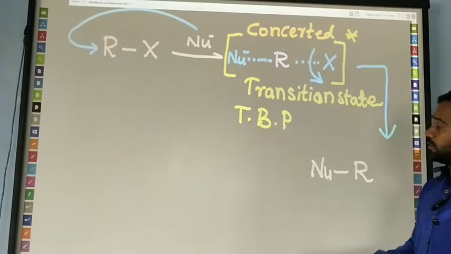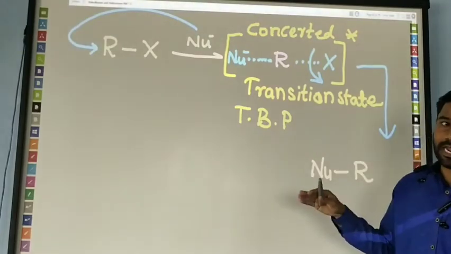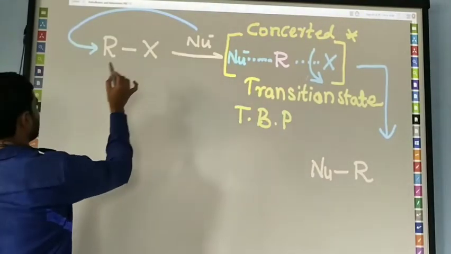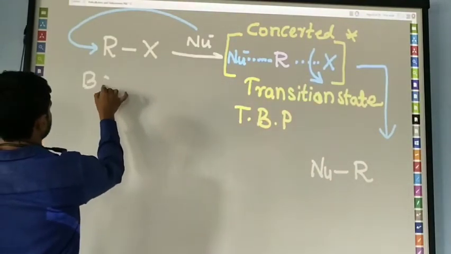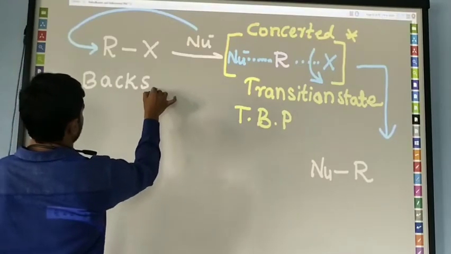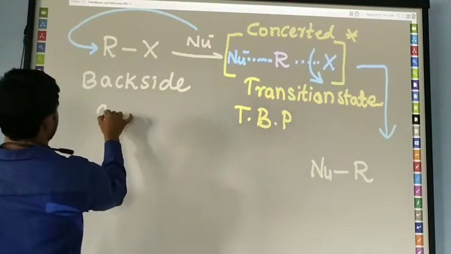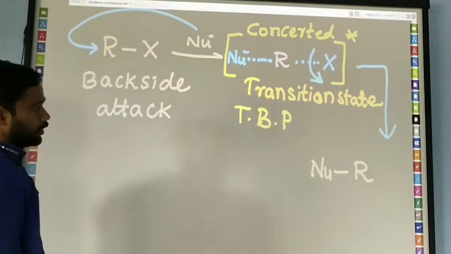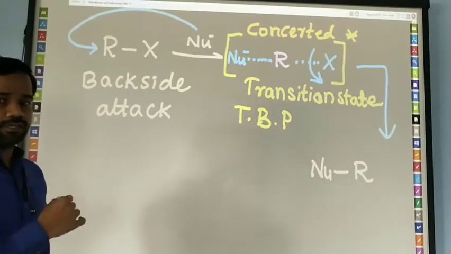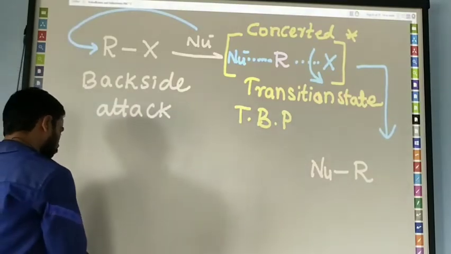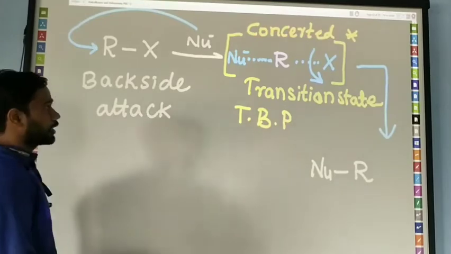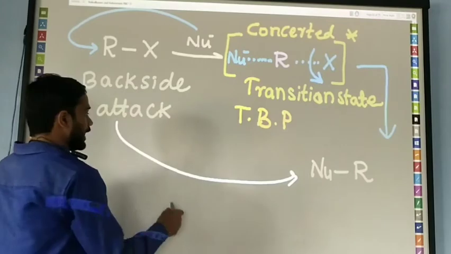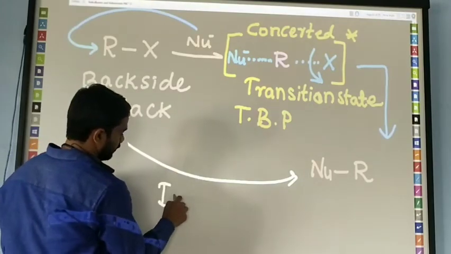You can observe that the nucleophile has attacked from the backside. Attack from the backside is favored in the case of SN2. Remember that the backside attack is favored in this case. The product which is formed, compared to the SN1 mechanism, this type of product formation, we call an inverted product or inversion product.